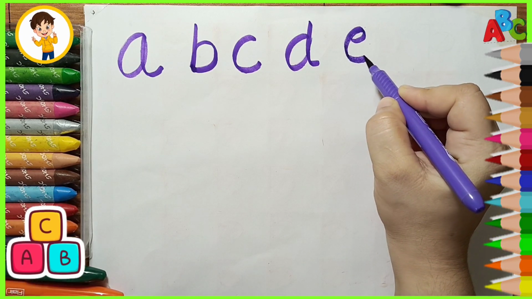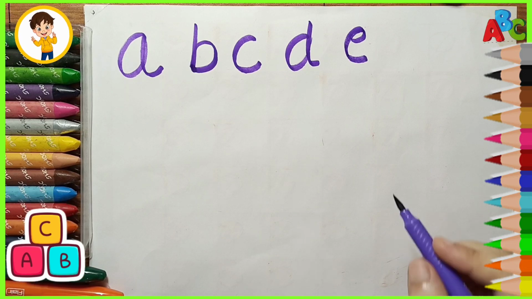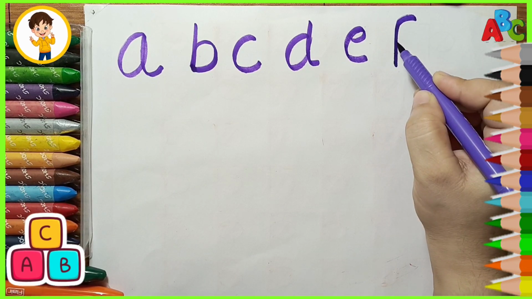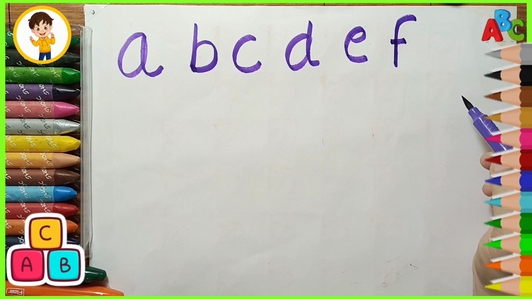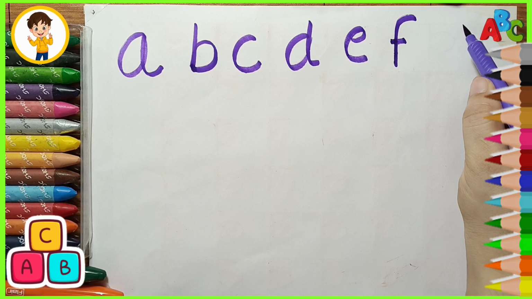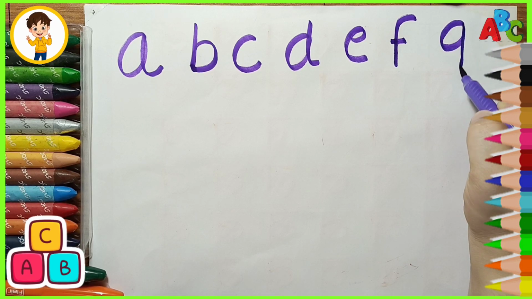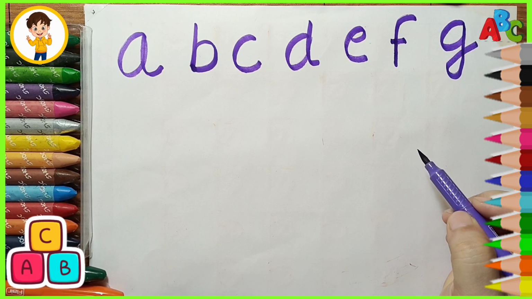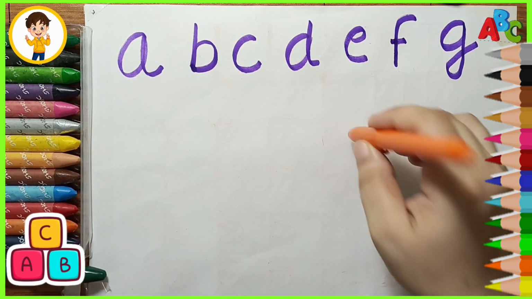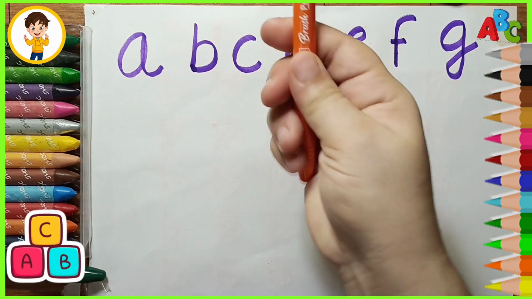E. E for elephant. F. F for fish. G. G for grapes. Orange color.